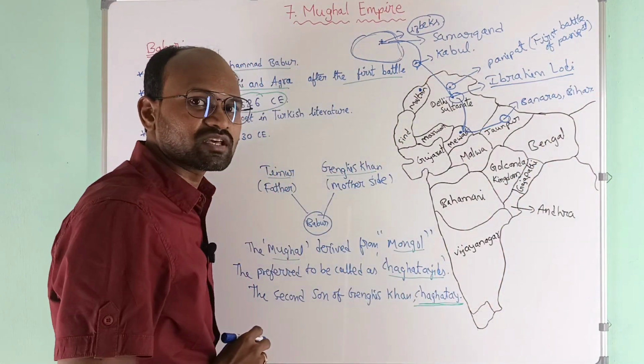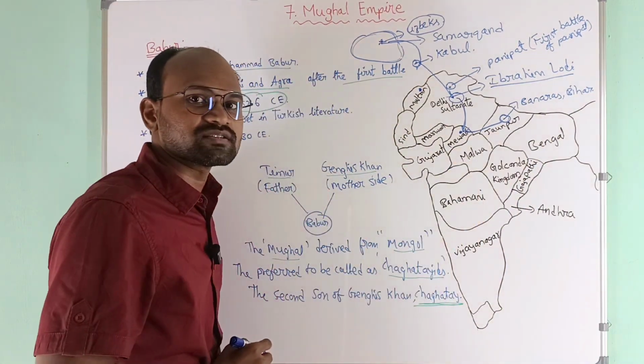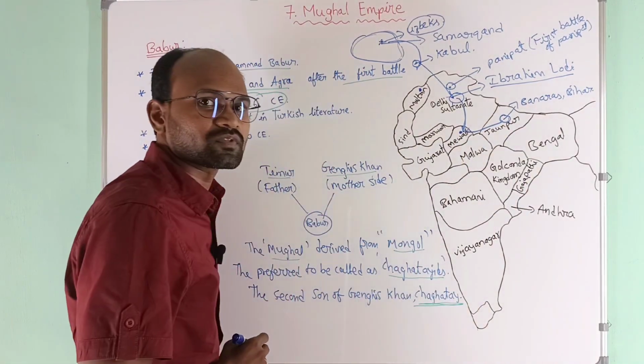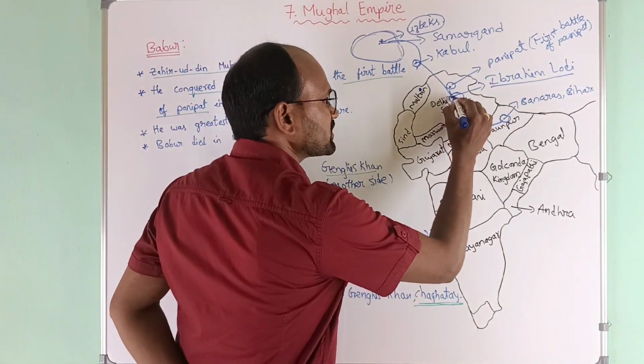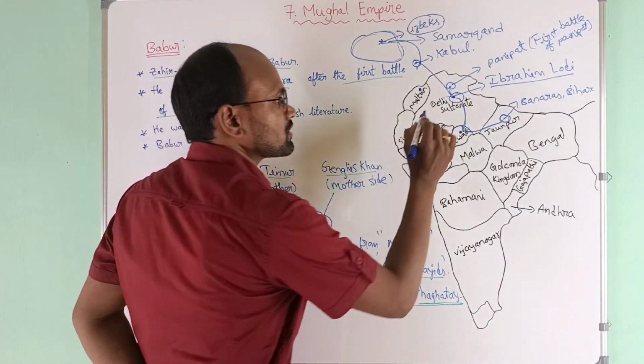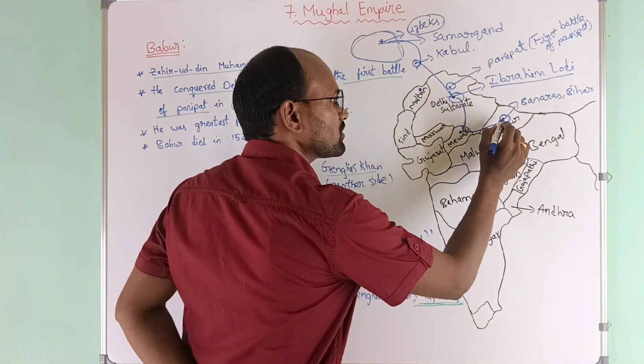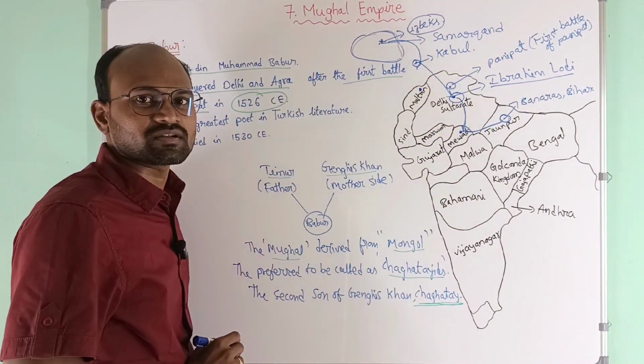Benares is present in Uttar Pradesh. Benares is now called Varanasi, which is present in Uttar Pradesh as well as Bihar. So, after occupying Delhi and Agra, Babur conquered the Mewar region, and later he conquered the Benares and Bihar region.